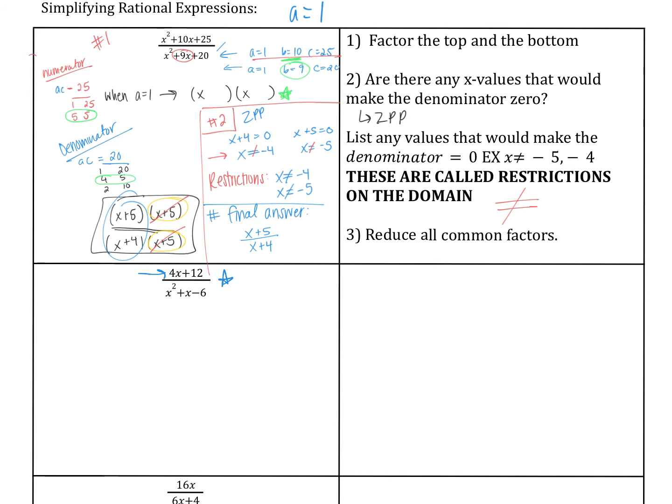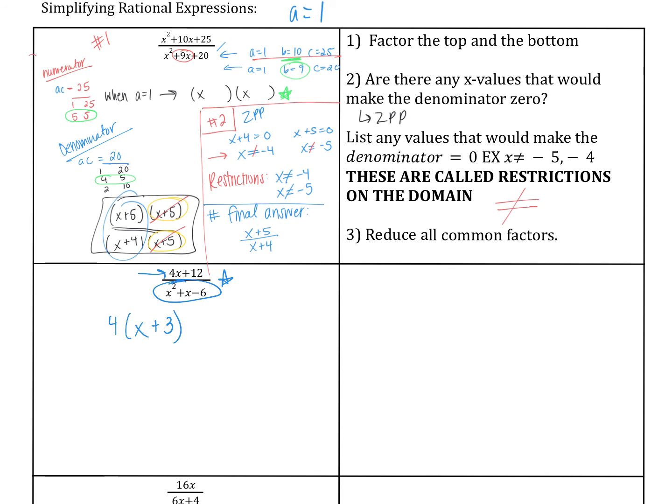So when I look at 4x and 12, I can immediately see that my GCF is a 4, because 4 fits into 4x and 4 also fits into 12. So I'm going to write 4, and then what do I need to multiply 4 by to get 4x, which would just be x, and 4 to get 12, which would just be a positive 3. Okay? So the top's done. I didn't have to factor that. But what I do need to do is factor my denominator, right? Because that's a full quadratic function.